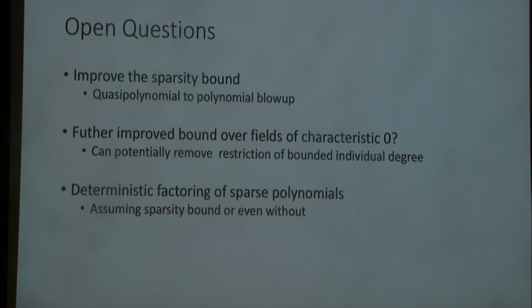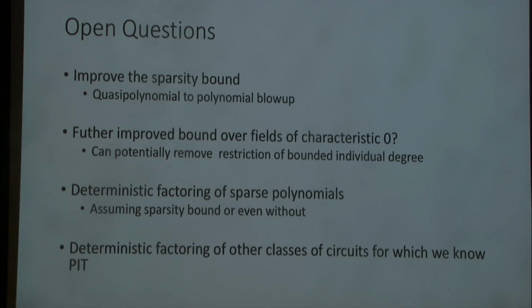Another question is, what if you know the sparsity bound? What if I tell you that factors of sparse polynomials are sparse without this individual degree constraint? Can you use it to construct a deterministic factoring algorithm? We don't know how to do that. We use a small individual degree crucially in the sparsity bound. We use it crucially in the factoring algorithm. And again, deterministic factoring for other classes for which we know PIT, that's another good question. And I'll end here. Thank you.